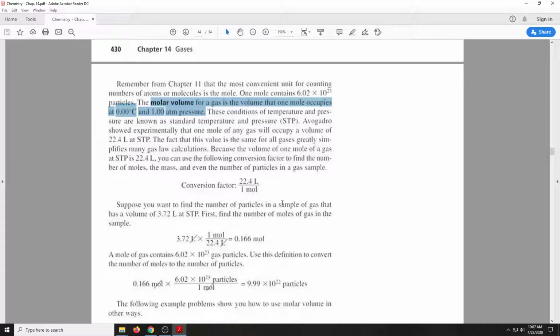All gases, doesn't matter what it is, all gases at standard temperature and pressure, which is 0 degrees Celsius and 1 atmosphere of pressure, all gases under those conditions take up 22.4 liters for every 1 mole. Okay? So that is a super useful conversion factor for this kind of stuff. No matter what kind of gas it is, you don't even have to look at the periodic table, it doesn't matter. If it's a gas at 0 degrees Celsius and 1 atmosphere of pressure, it takes up 22.4 liters for every 1 mole of that gas.